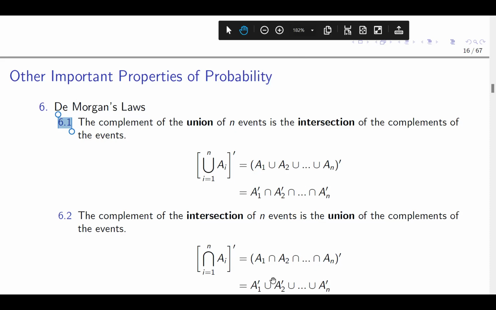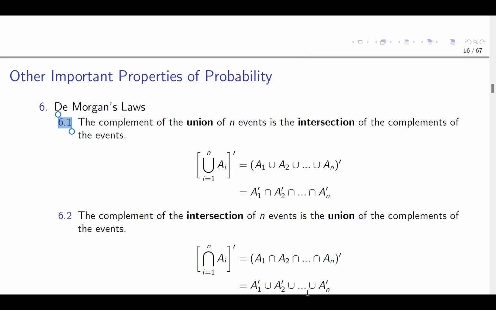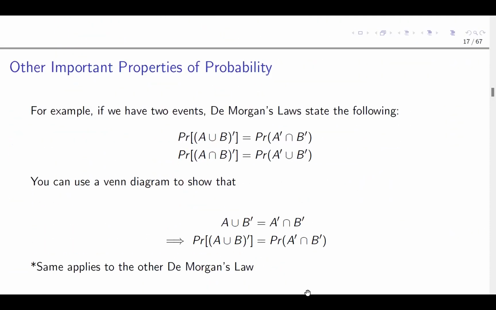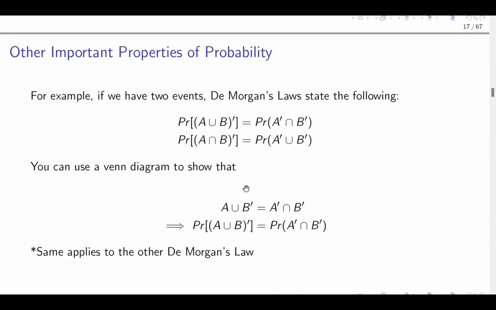the union of each of its complements. So in simple terms, using just 2 events, A and B, De Morgan's law states that the probability of (A union B) prime is equal to the probability of A prime intersection B prime. And the probability of (A intersection B) prime is equal to the probability of A prime union B prime.